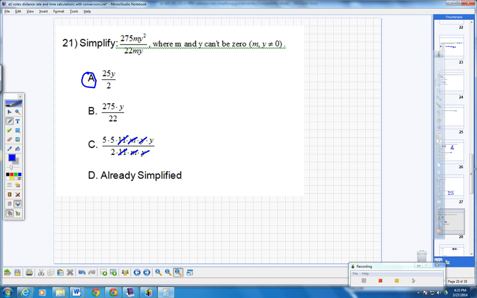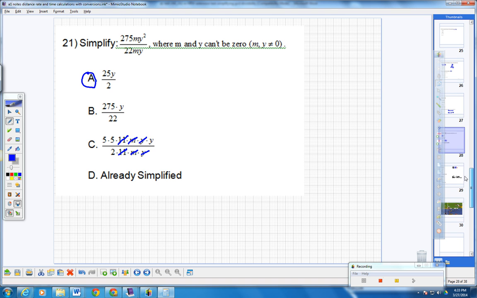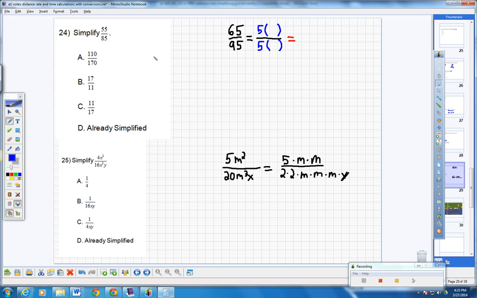I hope you paid attention. I hope you do well on your test. Well, I did give you some questions, actually. In simplifying these right here, 55 over 85, I said, you know what, I'm not going to do that problem for you. But in simplifying 65 over 95, I would want to write this a different way.